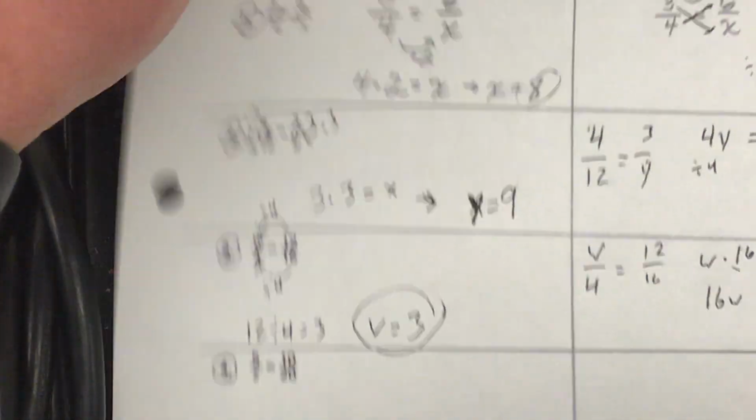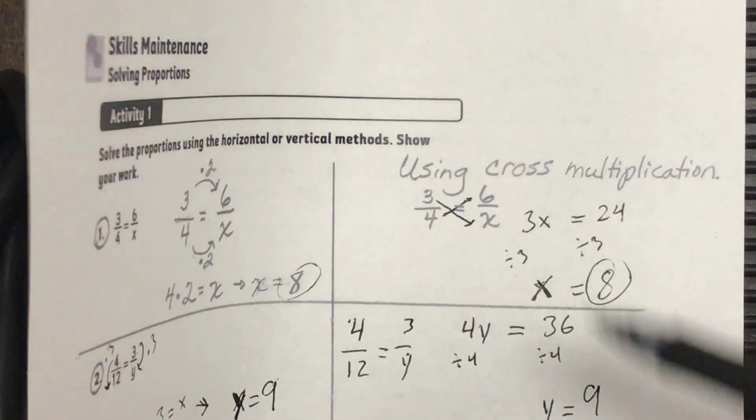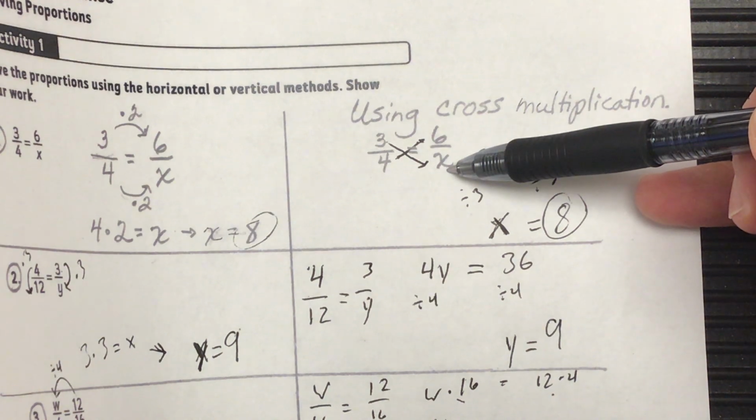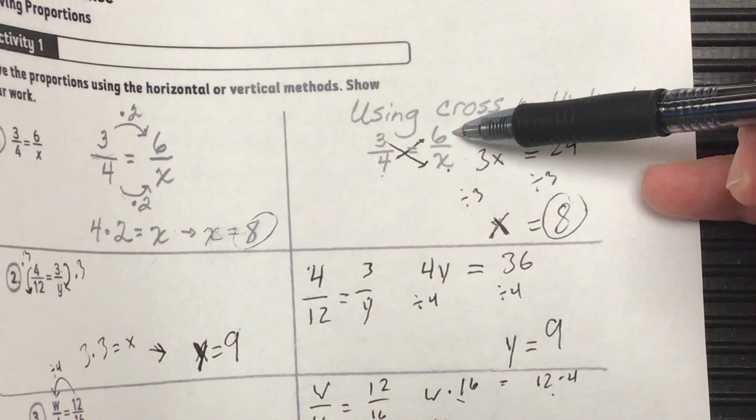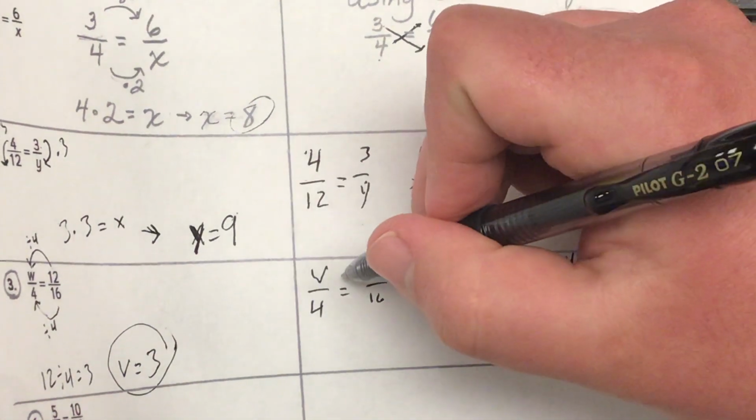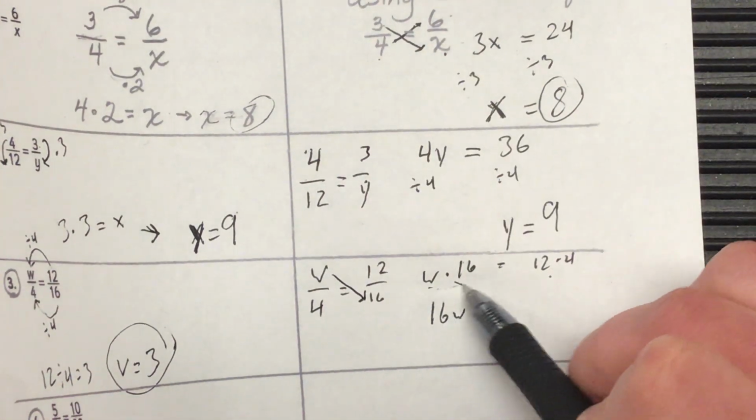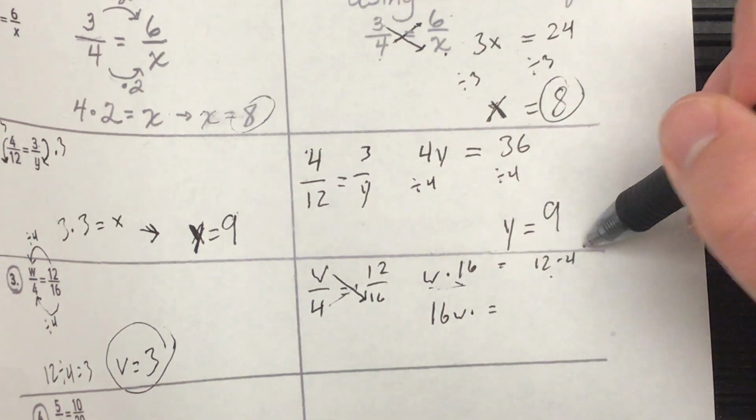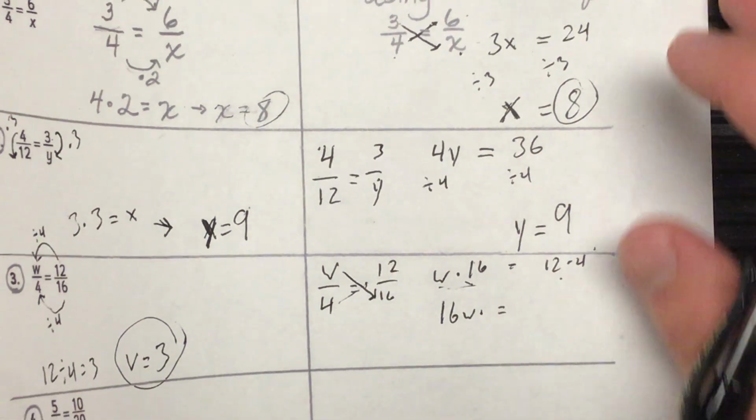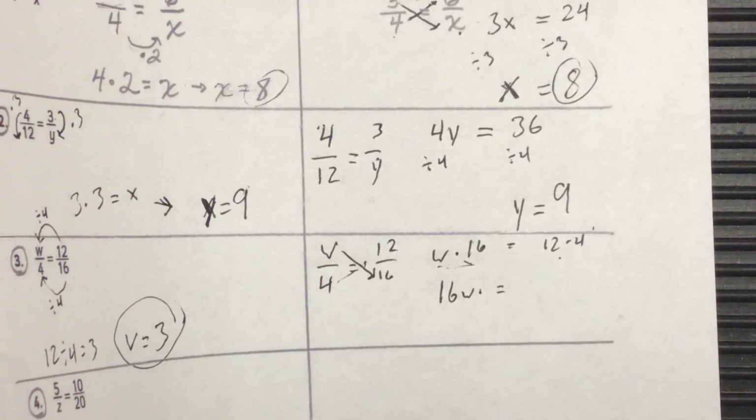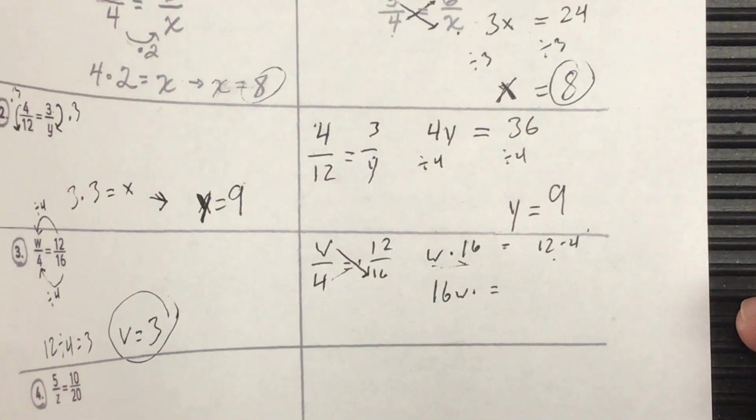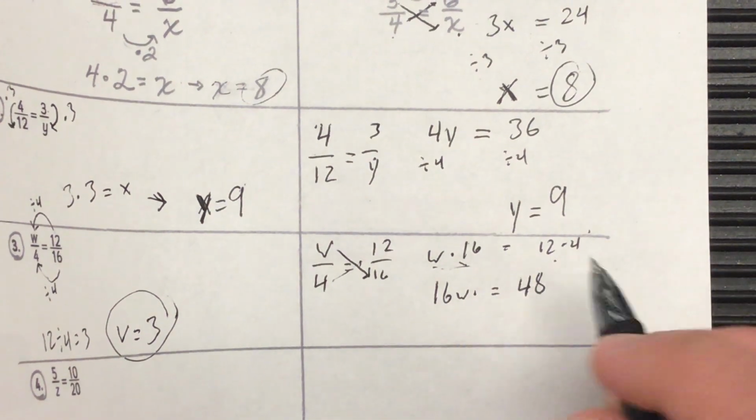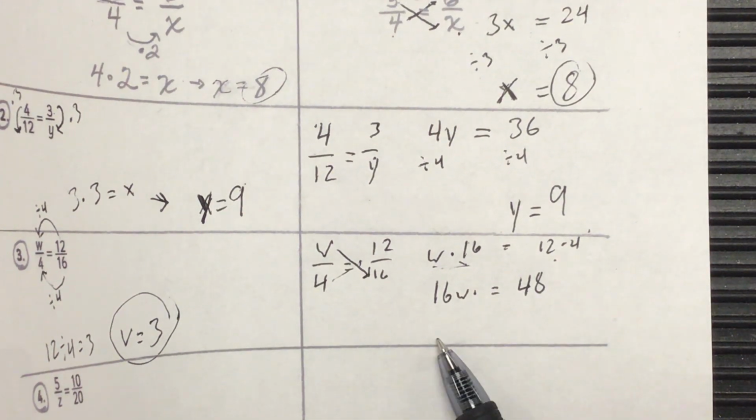I'm confused. Okay, when we cross multiply, we just take the top left, we go across. So we take the top left multiplied by the bottom right. We take the bottom left multiplied by the top right. So here we took W times 16, and that's here. And then we take 4 times 12. So W times 16 is 16W. What's 12 times 4 now? Landon, what's 12 times 4? Kira, what's 12 times 4? Oh, I got it. 48. It's 48. Thanks.